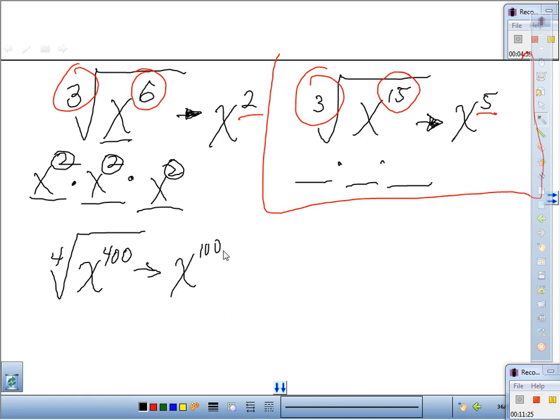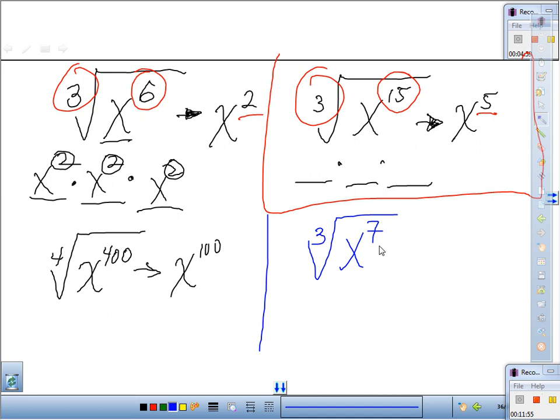X to the 100. Hands, have you got that? Yeah, we got this, yes? Yeah. All right. But I know some of you, not all of you, are asking yourself, Mr. Q, I get it because I see that 15 is a multiple of 3, 6 is a multiple of 3, 400 is a multiple of 4, and that's why it works. What if it was not a multiple of that index? Think about it. We can't do it, right? We'll end up with a fraction if we divide.